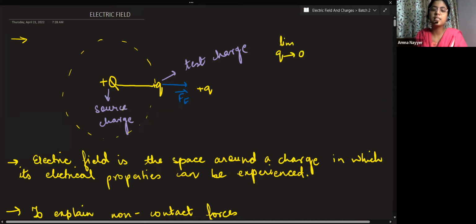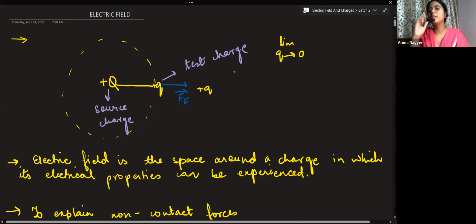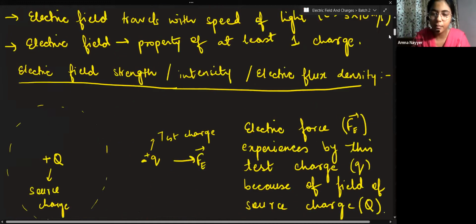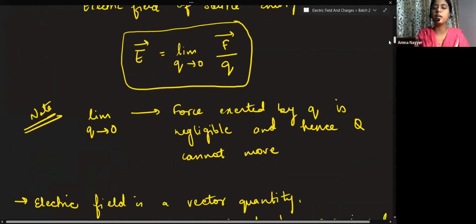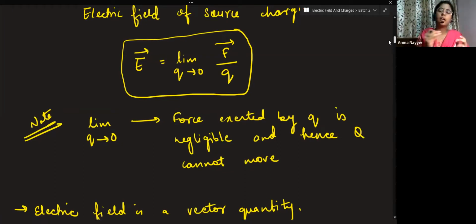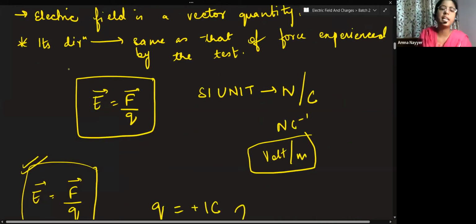This means that whatever is the force experienced by capital Q due to small q, due to which it could have moved itself away from its position, we have limited its value, means now it has become negligible. Since it has become negligible, now our source charge will remain stationary, it won't move, and it will exert its electric field, and hence we'll be able to perform our test using the test charge. So, in short, in general, you can use this relation directly.